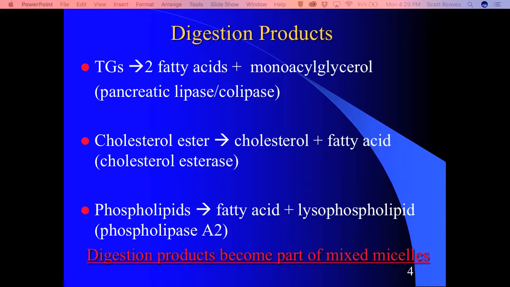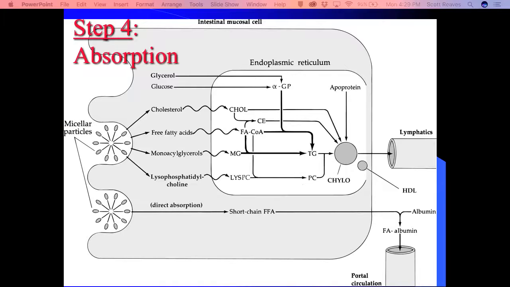We talked about that a while ago. So now you have those mixed micelles that can interact with the surface of the enterocytes. And those lipids that have been hydrolyzed can diffuse into the enterocytes. Okay? So let me show you this. And then I'll go back to that previous slide. So this is kind of where we are at this point.